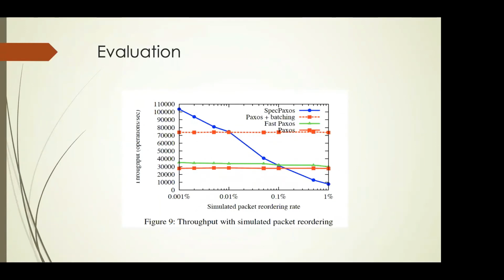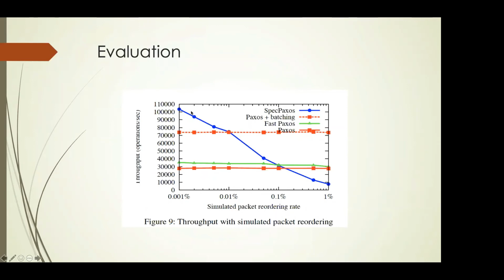And this is the second evaluation. In this case, they vary the packet ordering; they have simulated this packet reordering. If we see, for Paxos and other versions, throughput is almost constant. Fast Paxos does decrease a bit, there is some drop in Fast Paxos.